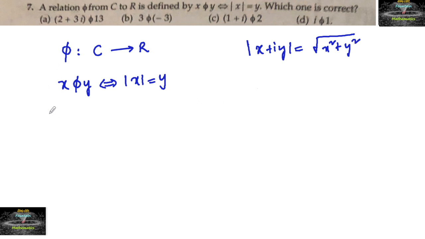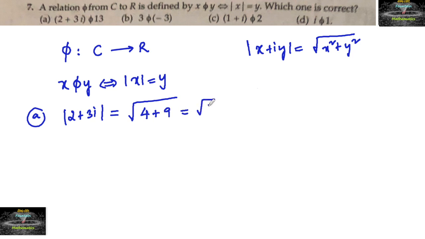So coming to the first option A, 2 plus 3i. Mod of 2 plus 3i is equal to under root of 4 plus 9, which is equal to root 13. So mod of 2 plus 3i is related to root 13, but in the given option it is given 13. So we can say that the first option is wrong.